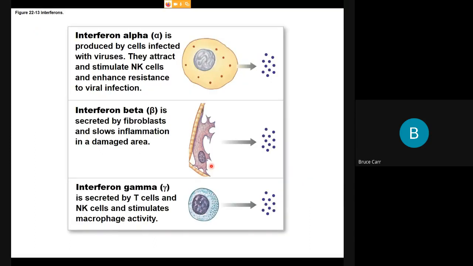Now, interferons take different forms. I'm not going to go into this in great depth. Alpha is produced by cells that are infected by viruses. They attract natural killers as a supplement to resisting the infection. Beta is secreted by fibroblasts. There's a fibroblast in the collagen fiber that it's synthesizing. And what beta does is slows down inflammation in a damaged area as the fibroblast is active. Gamma is secreted by T cells and by natural killers, and it stimulates macrophages. So these interferons add to the apoptosis of the original diagram.